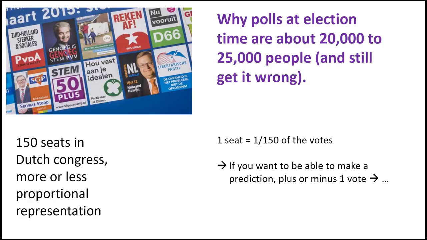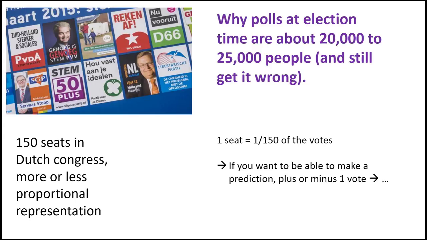Well, first of all, we know that we have 150 seats in Congress, and loosely speaking, there is proportional representation. So that's different from the United States. So in principle, if you have a 150th of all the votes, then you get a seat. It's not exactly like that because you have connections between lists and stuff like that. But roughly speaking, this is what you have.